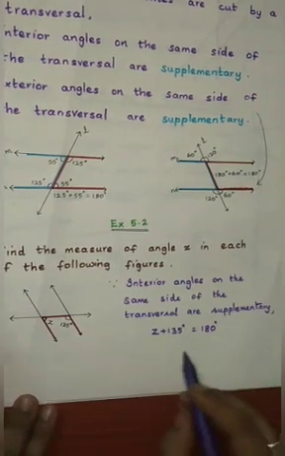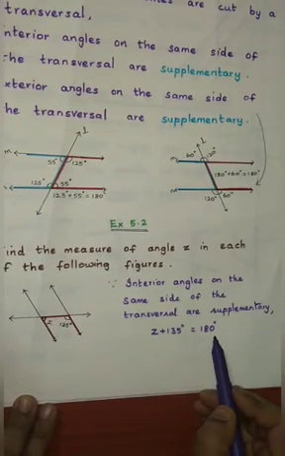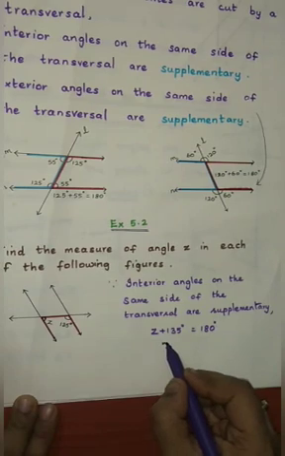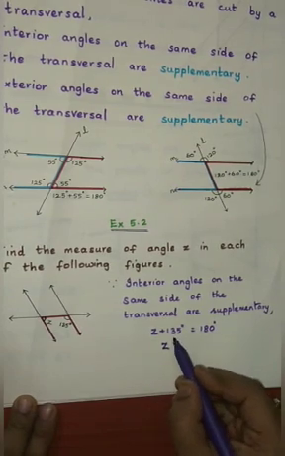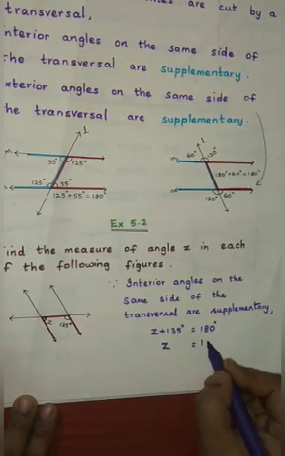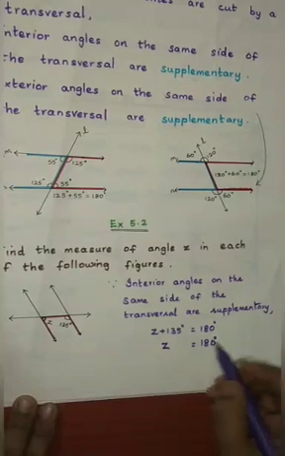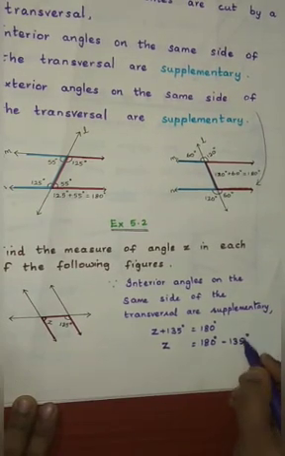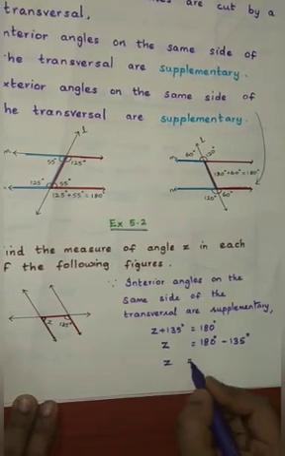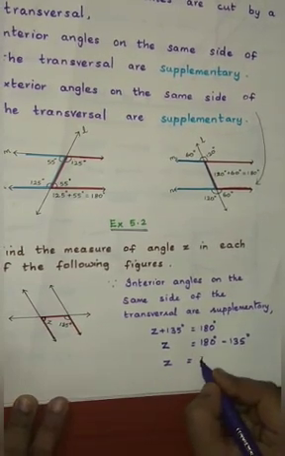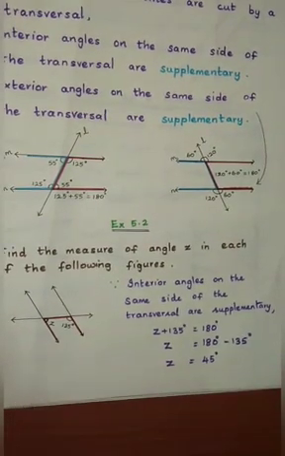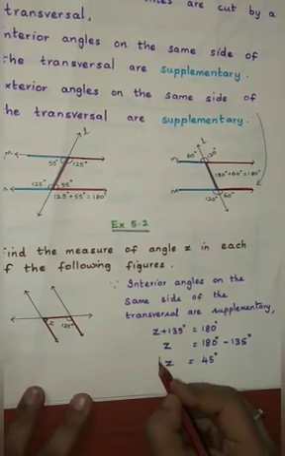So z plus 135 degrees is equal to 180 degrees. Now to find the value of z, leave this z here and bring this 135 to the other side. So we have to subtract 135 degrees from 180 degrees. When you subtract, we get 45 degrees. So the value of z is 45 degrees.